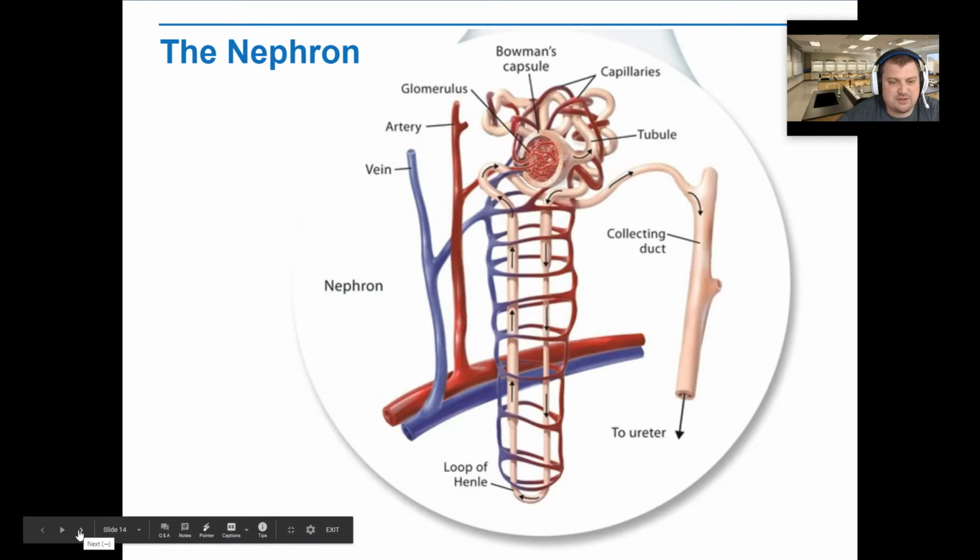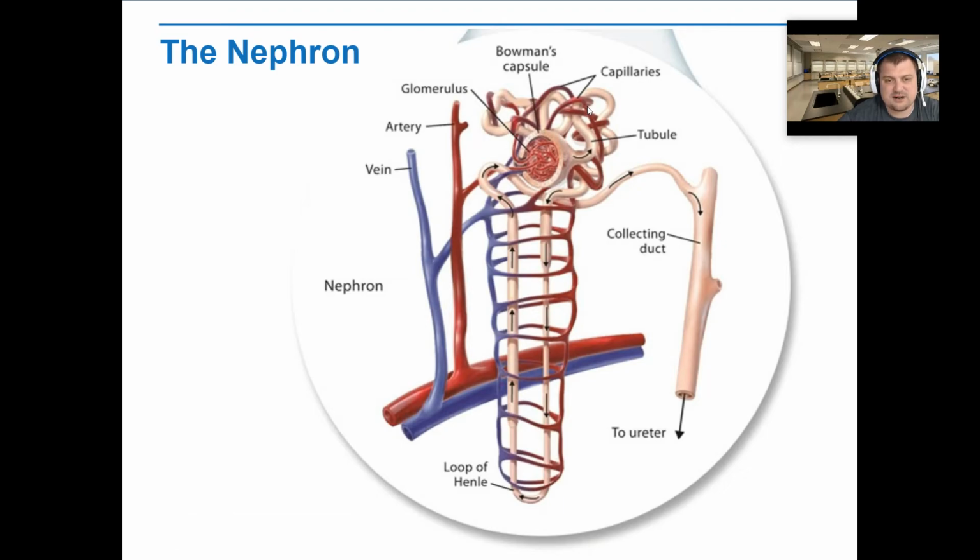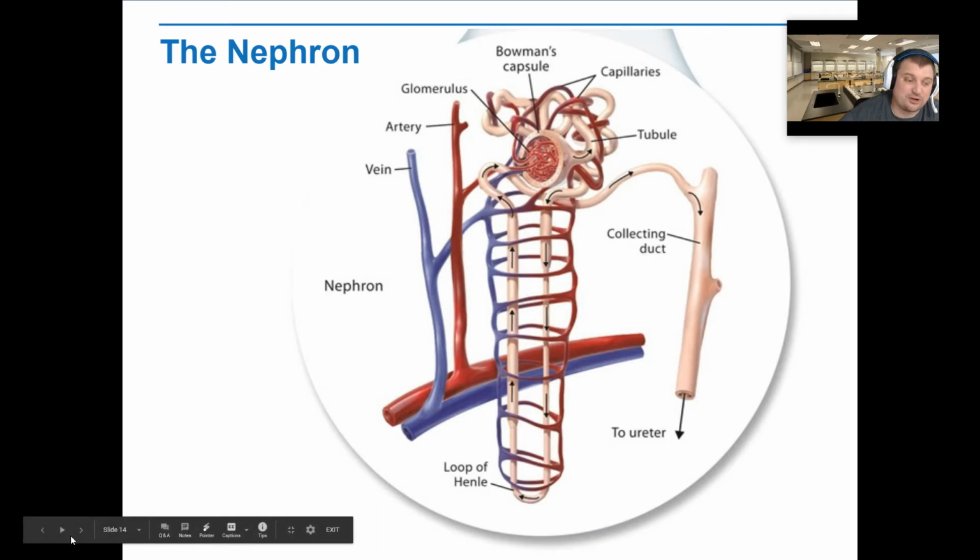That's just a deeper view of how it does that, and it's again with surface area. So it's got this loop of Henle, as it's called, causing so much surface area throughout this entire system to try and get as much water out or put as much water in as possible.